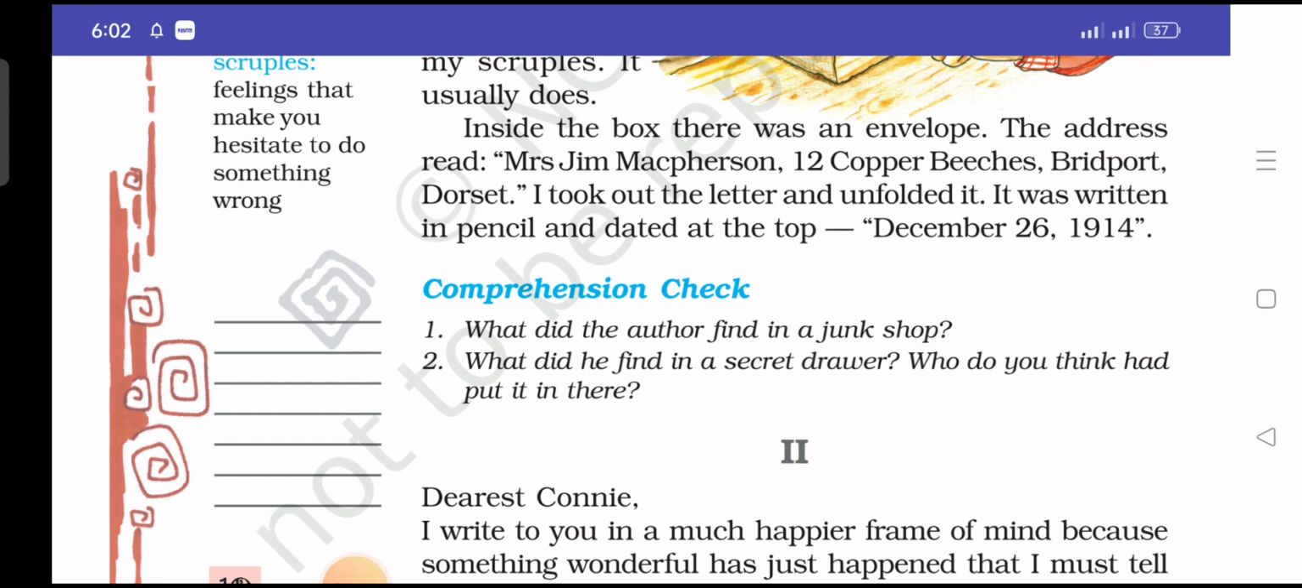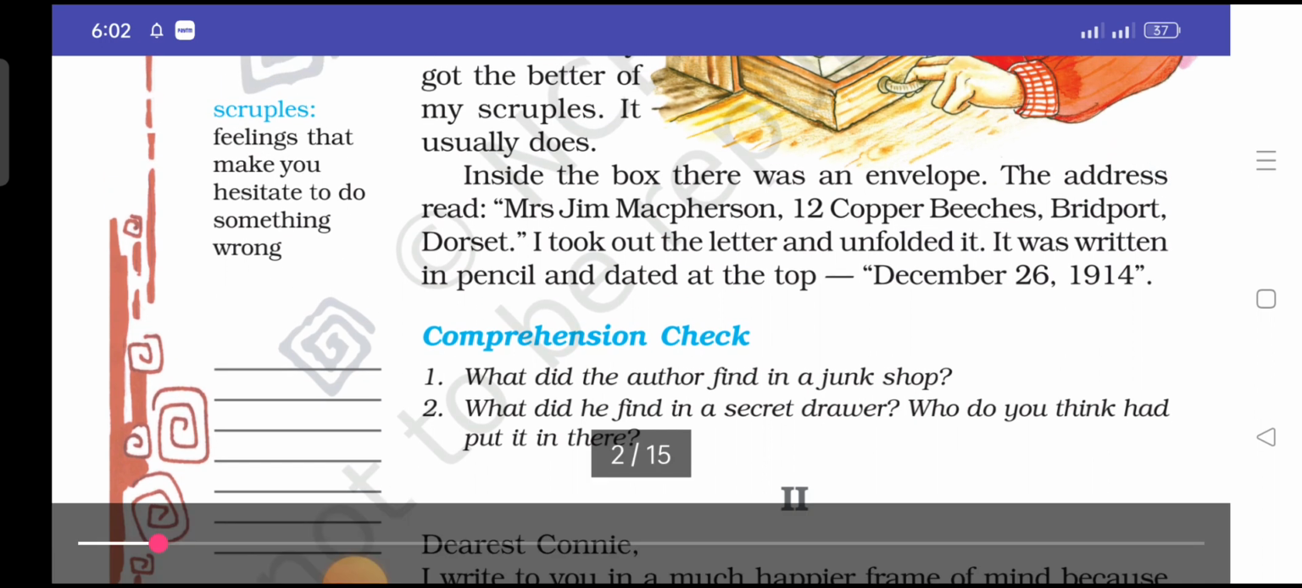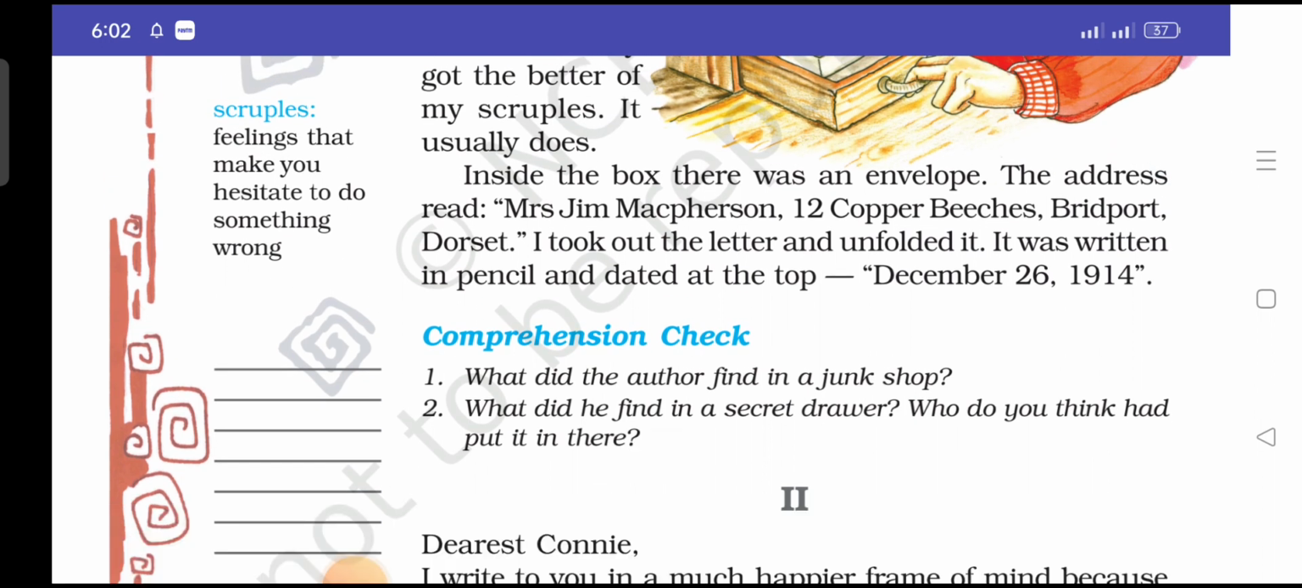I think this is the address. Okay, I think no, it is an address only. Okay, I took out the letter and unfolded it. So now the writer has taken out the letter and he is unfolding it. It was written in pencil and dated at the top December 26, 1914.